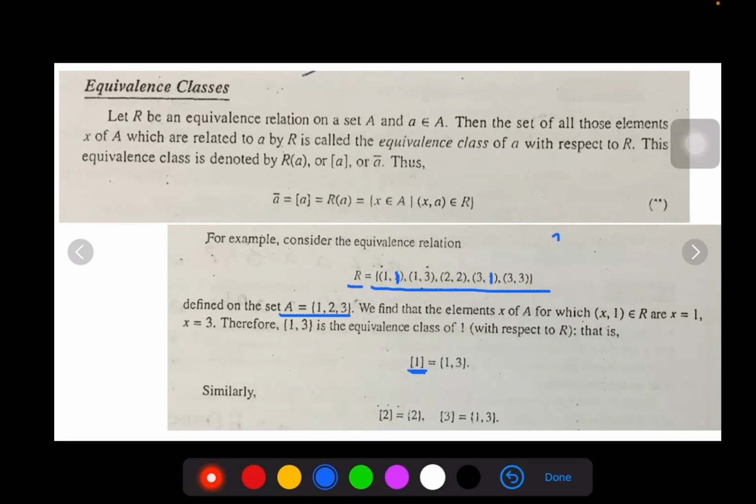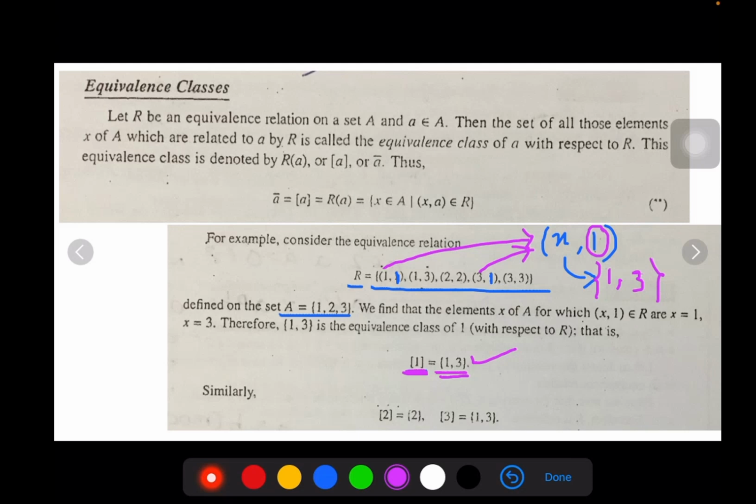Now this is in the form of X comma 1, correct? What is X? In place of X, you have 1, right? In place of X, you have 3. So that means 1 comma 3. These are the two elements which are related to 1. Therefore, equivalence class of 1 can be written as the collection of the elements 1 comma 3. That is a set of elements 1 comma 3.